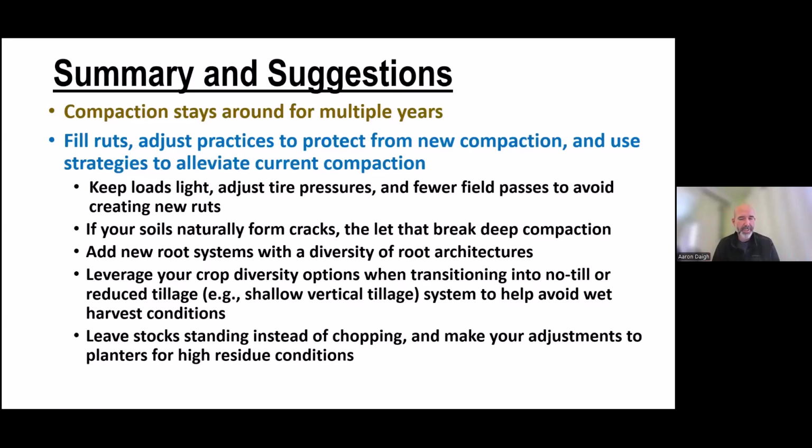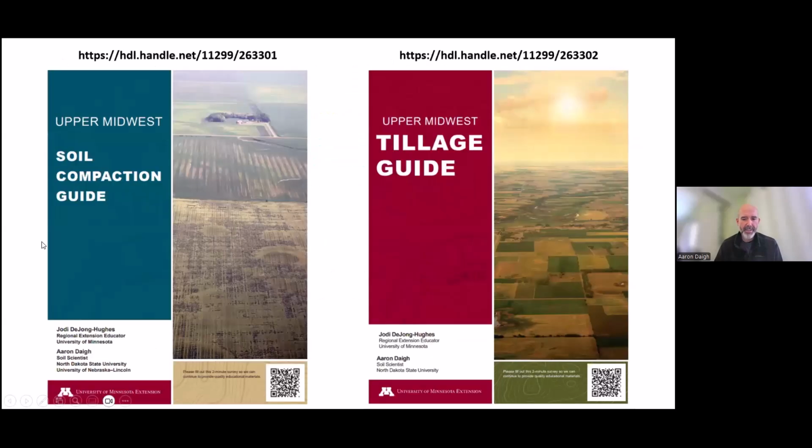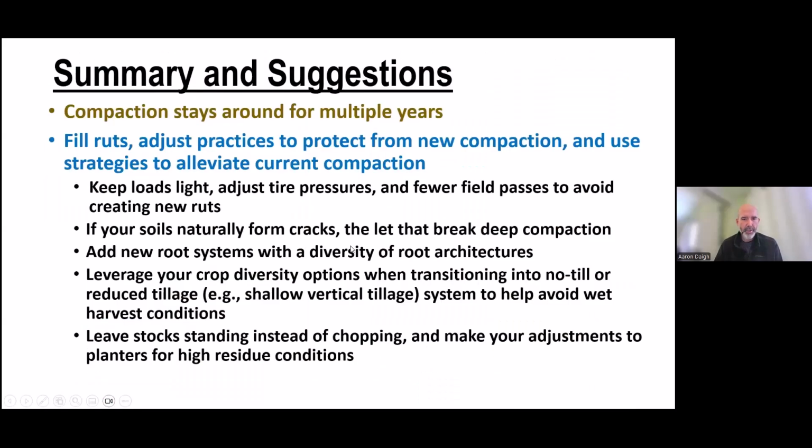And so if you have a 40-ton per axle grain cart, fill it halfway full when you're using it, especially when the field tends to be wet out there, because those high axle loads are what push this compaction deep. And then fewer passes as well. Getting new root systems and a diversity of root architectures and giving it a few years to help them get in, create the compaction they want, and then remold that soil. It's going to take a few years for that to happen.